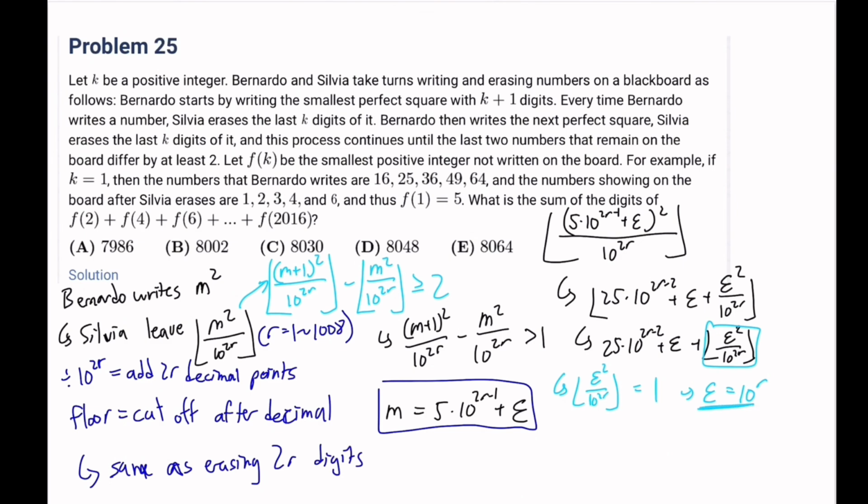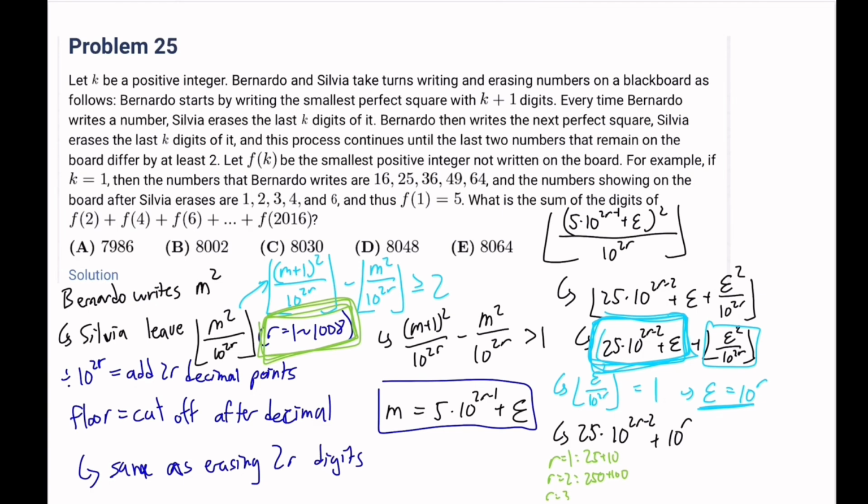And so if we plug that in here, this part is going to be 0, and we get 25 times 10 to the 2r minus 2 power plus epsilon, where epsilon is 10 to the rth power. And we know that r is from 1 to 1008. If r is 1, we have 25 plus 10. If r is 2, we have 2500 plus 100. If r is 3, we have 250,000 plus 1,000.